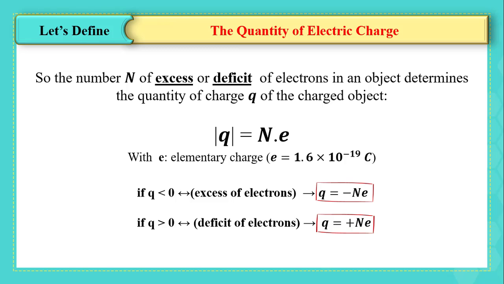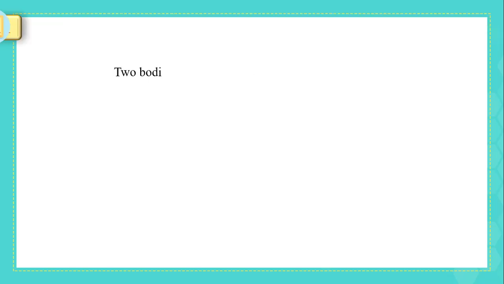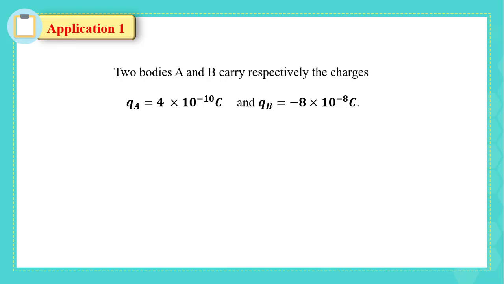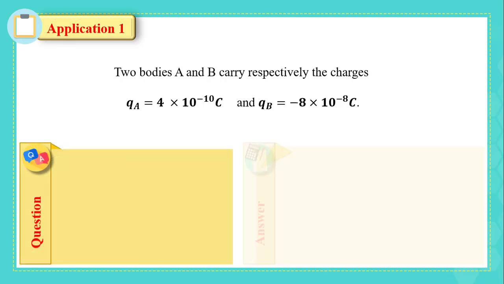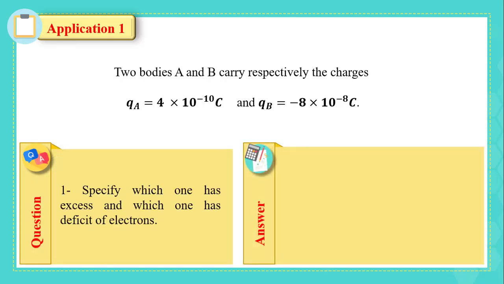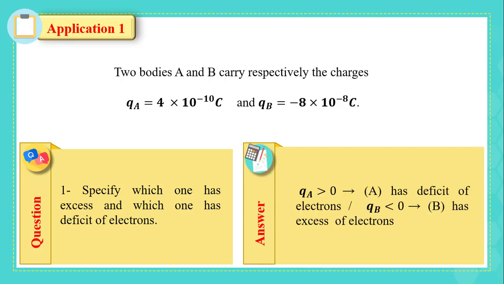Now, let's solve application 1 for this section. Consider two bodies A and B carrying respectively the charges QA equal 4 times 10 power minus 10 coulomb and QB equal minus 8 times 10 power minus 8 coulomb. The first question is to specify which one has excess and which one has deficit of electrons. The answer: QA is a positive number, which is greater than 0, so A has a deficit of electrons, while QB is negative, smaller than 0, so B has an excess of electrons.